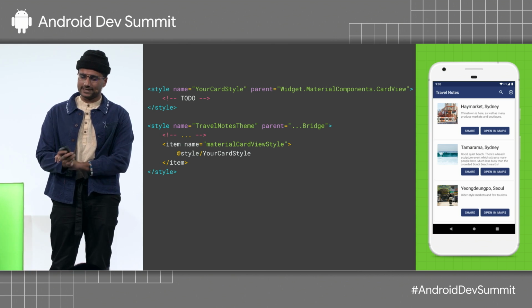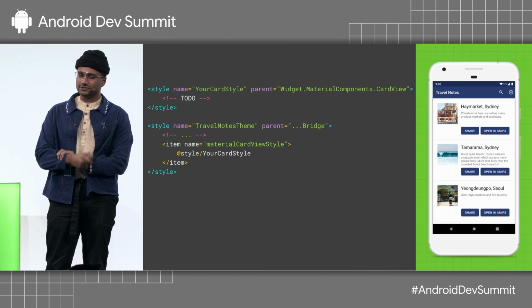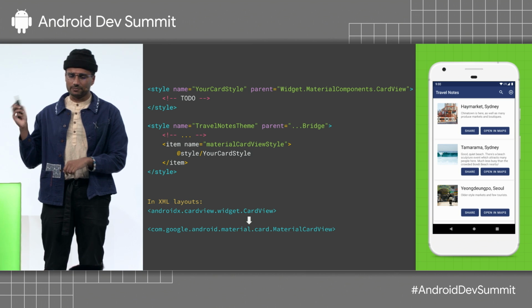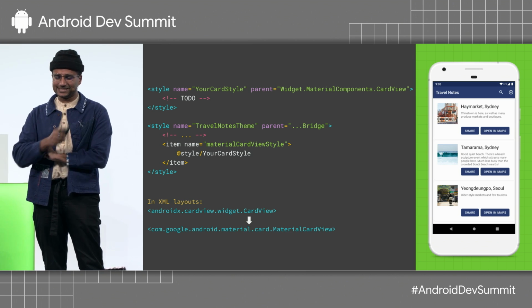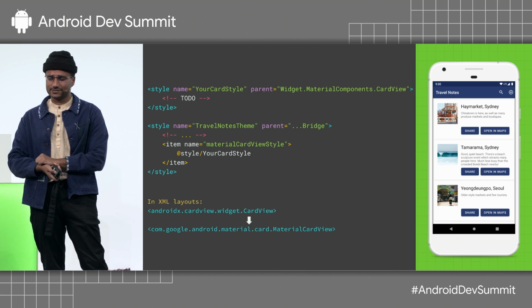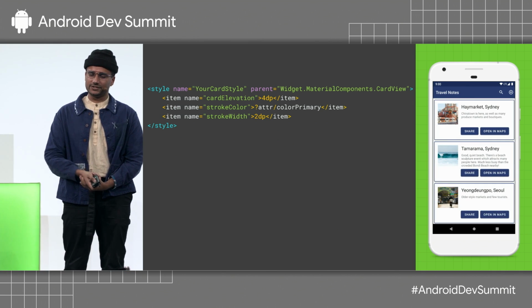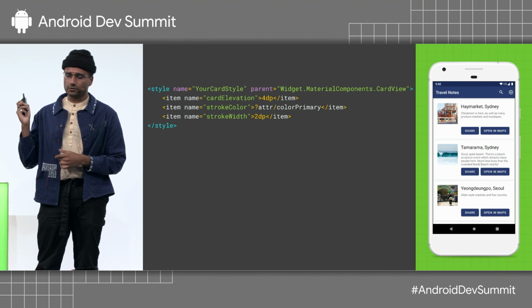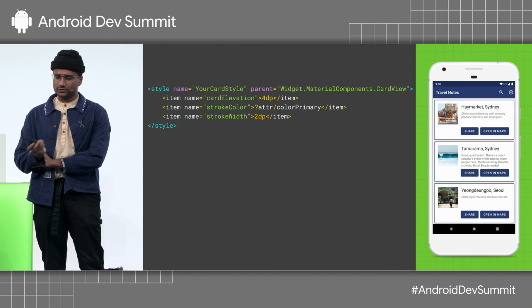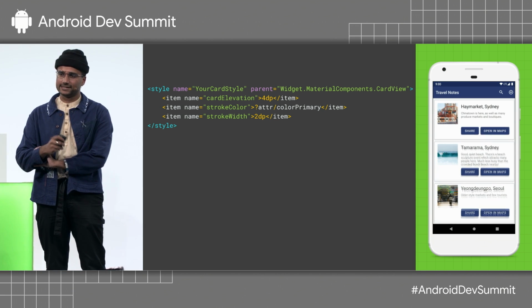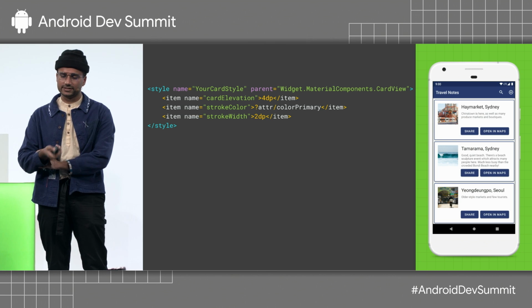For example, if you want to set the card style, you would set material card view style in your theme. And then you should also change the card view to material card view, in this case, in your XML. And then we're going to be applying some attributes to these cards. So for instance, you can set card elevation, stroke color, and stroke width. And that'll show up across all of your cards because it's setting the default style, and all the cards look at this default style.